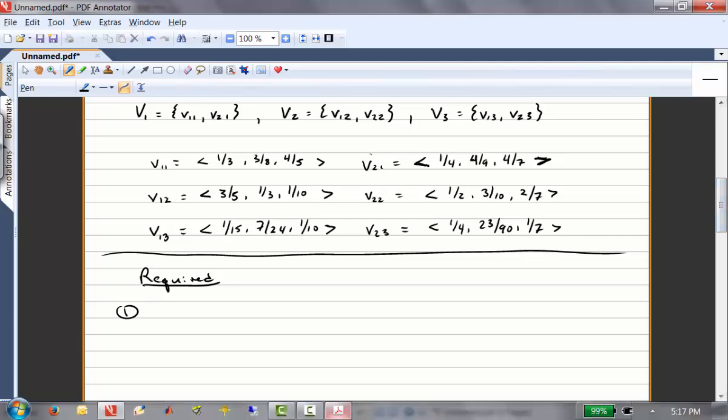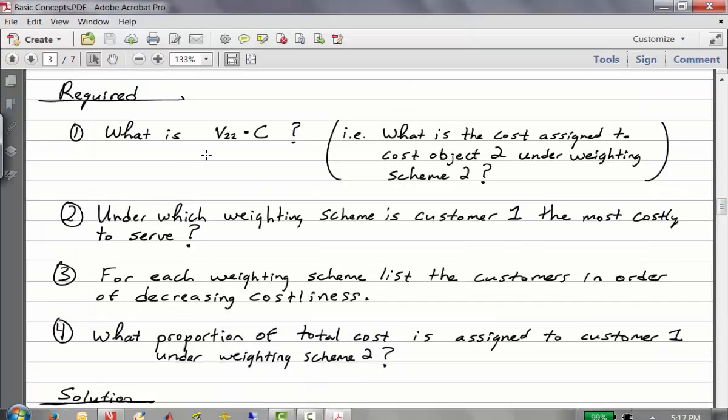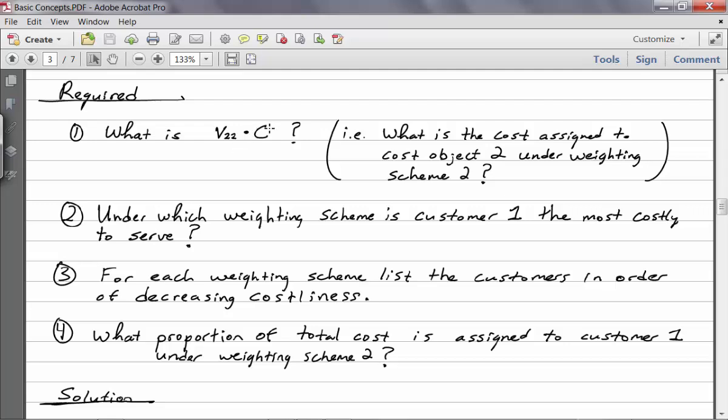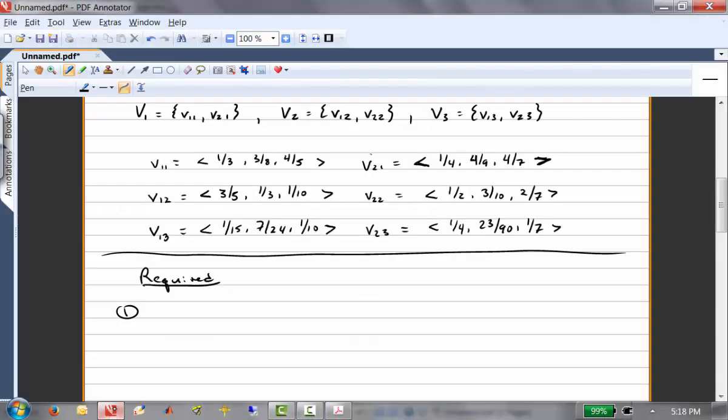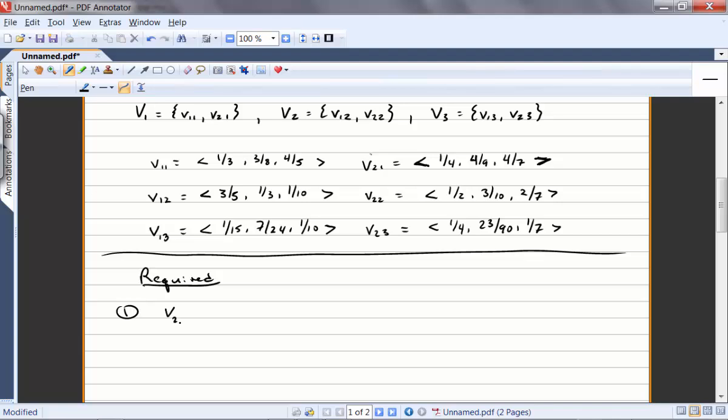The first question, go to the lecture notes, is what is v sub 2,2 dot c? That's the dot product between vector little v sub 2,2 and the set of costs c, which is a vector: 1,000, 1,500, 3,200. In words, we're asking how much cost is assigned to customer 2 using vector number 2. So if we use our formula, use our boxed formula up here.